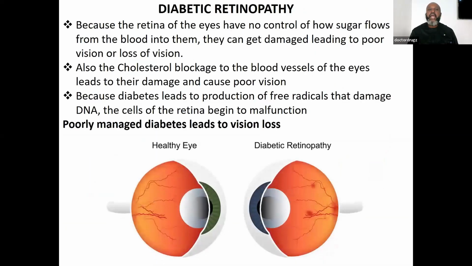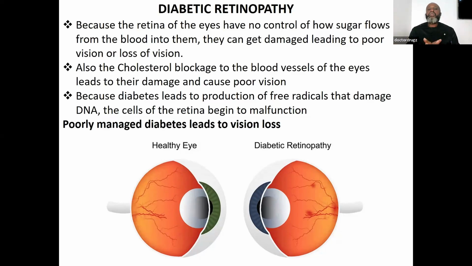So what about in the eyes? Because the retina of the eyes has no control of how sugar flows from the blood into them, they can get damaged, leading to loss of vision or poor vision. Once they are surrounded by high sugar, they just keep drawing the sugar in, and that can actually lead to their damage. Let's not forget that cholesterol blockage to the blood vessels of the eyes can lead to their damage and cause poor vision, because the eyes also need blood and they need oxygen.